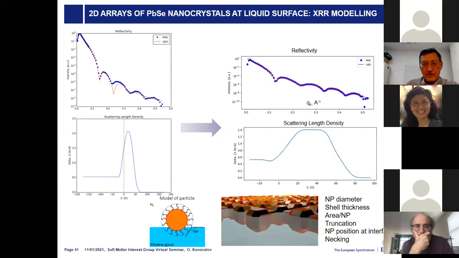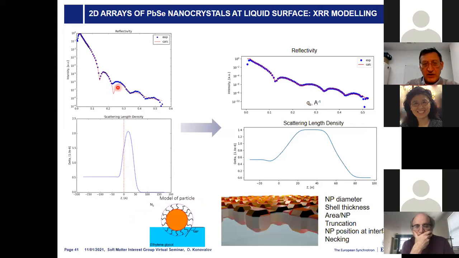Also, we made X-ray reflectivity measurements of this system to see the thickness of the layer. What is interesting to notice is that the blue line is the experimental data, and the red line is the best fit, using a model of a spherical nanoparticle coated with some surfactant, a shell, and we try to fit this by changing the distance between the center of the nanoparticles and the interface, and also the density of the particles near the surface. And whatever we do, we cannot get better than this one.